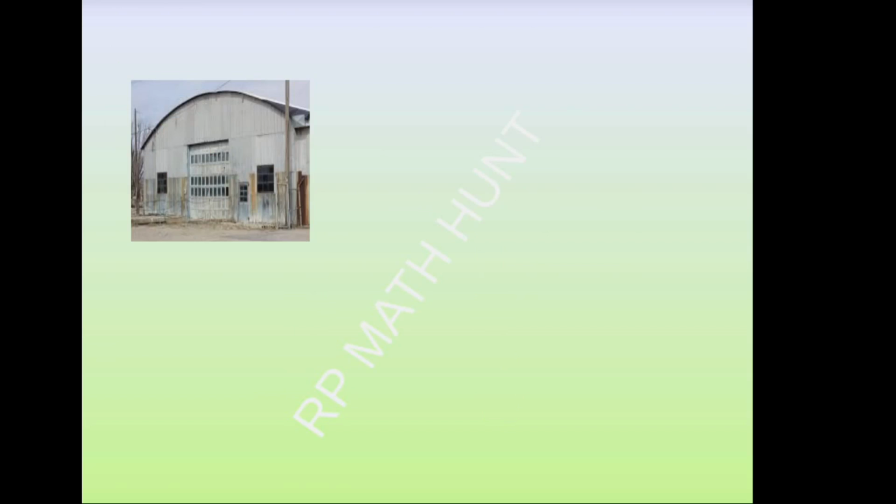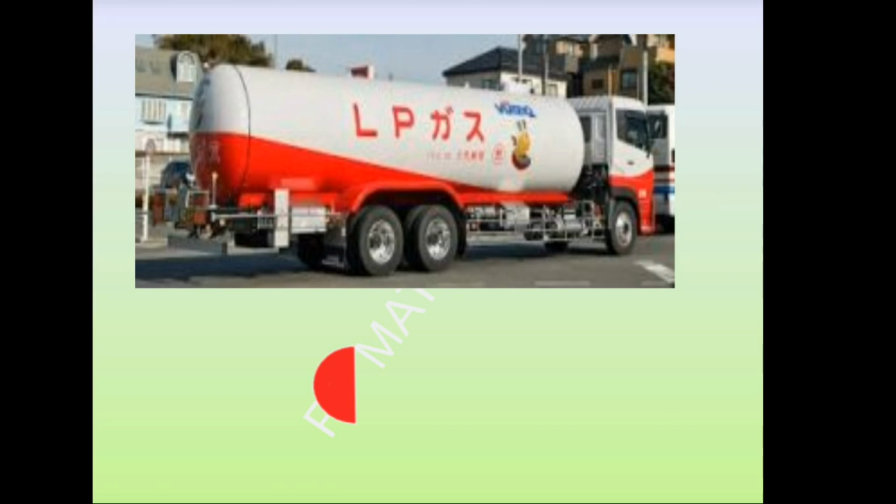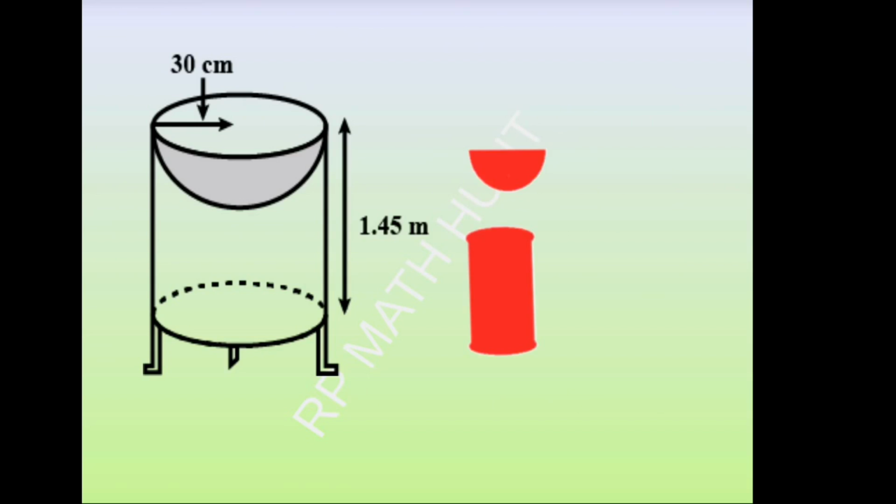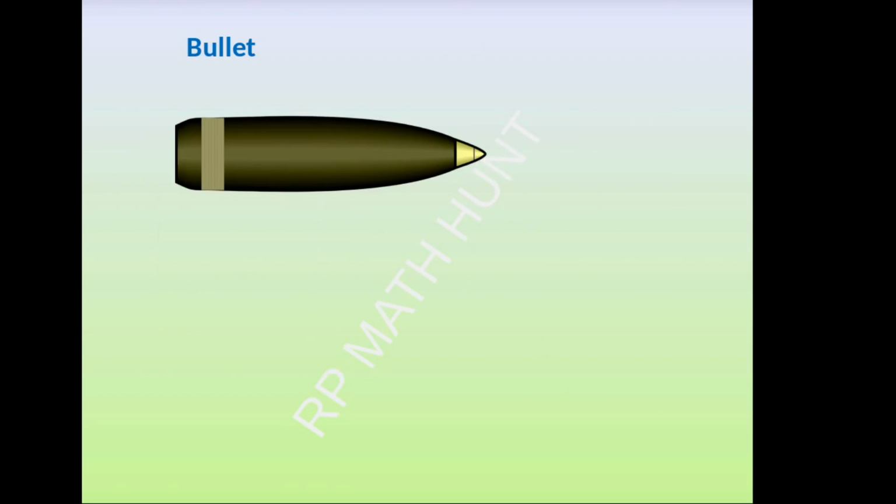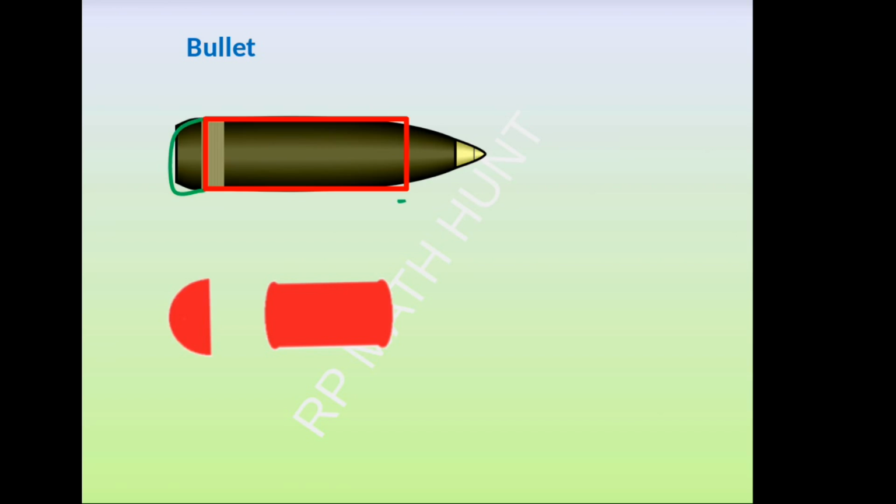Now observe a factory shed. This is comprised of a cuboid and a top hemisphere. Oil tanker: one end is a hemisphere, in the middle is a cylinder and the other end is a hemisphere. Bird bath: a cylinder and hemisphere. Now a bullet: the middle part is a cylinder, the end part is a hemisphere and this end part is a cone.